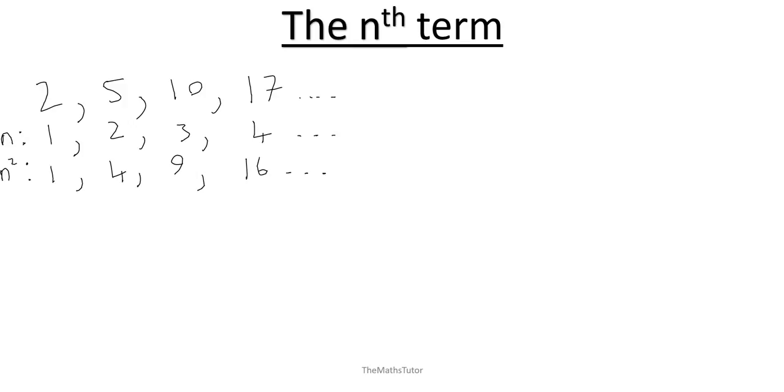Now, if you compare these two rows, it's easy to see that to get from 1 to 2 you add 1, to get from 4 to 5 you add 1, to get from 9 to 10 you add 1, and to get from 16 to 17 you add 1. So you can say that the nth term of this sequence is n squared plus 1.